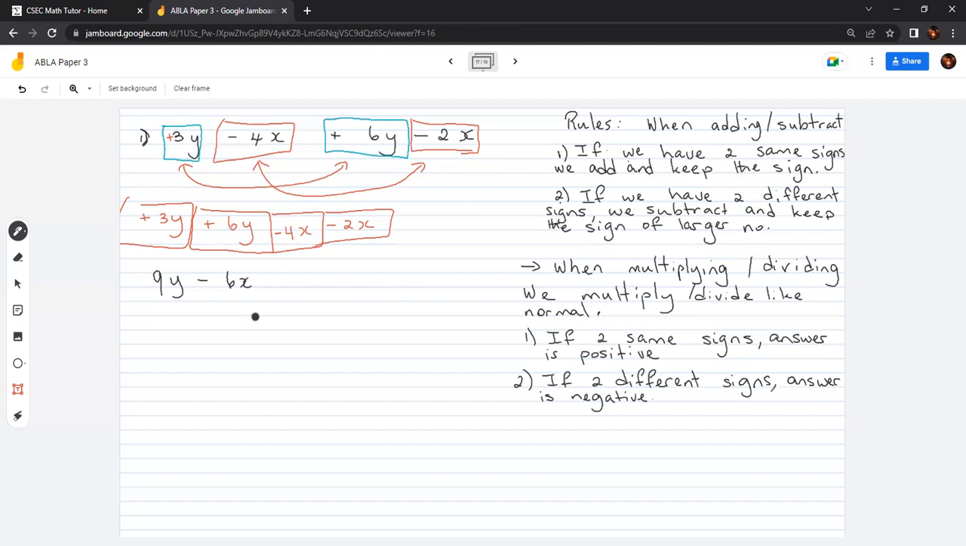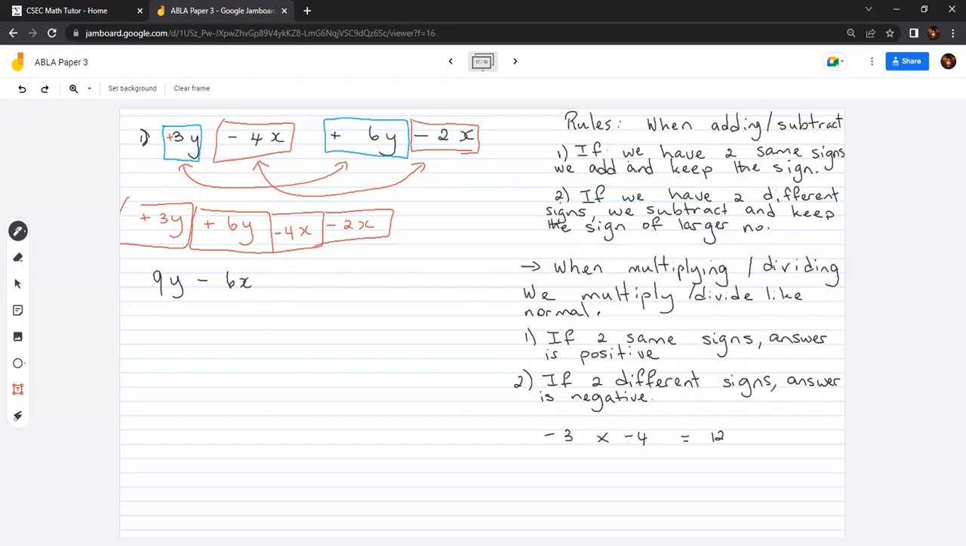Now let's give some examples. So they gave you -3 times -4. You multiply like normal. 4 threes are 12, but once you have two same signs, answer will be positive. So it'll be positive 12, but I don't have to put the plus sign because it's understood.